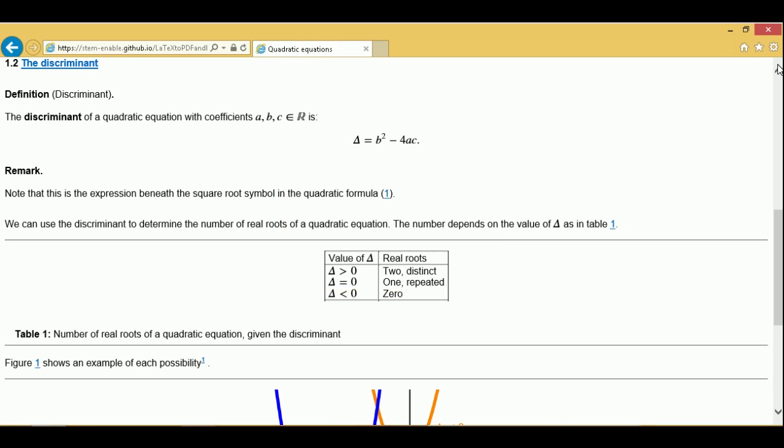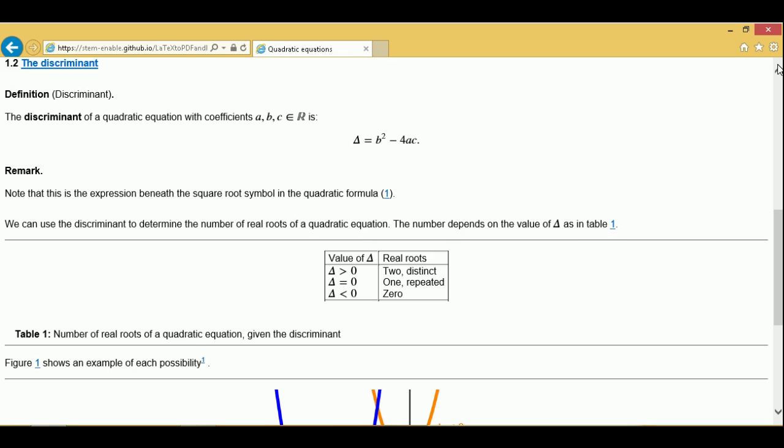Remark. Note that this is the expression beneath the square root symbol in the quadratic formula (same page link 1). We can use the discriminant to determine the number of real roots of a quadratic equation. The number depends on the value of delta math content, as in table same page link 1. Period. Separator. Table with 2 columns and 8 rows.